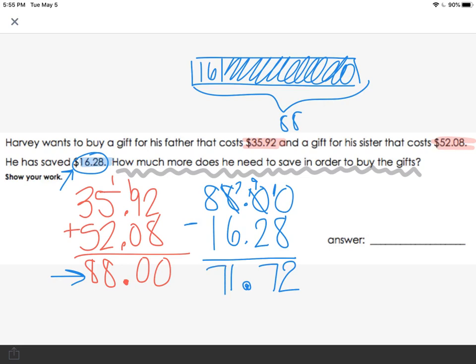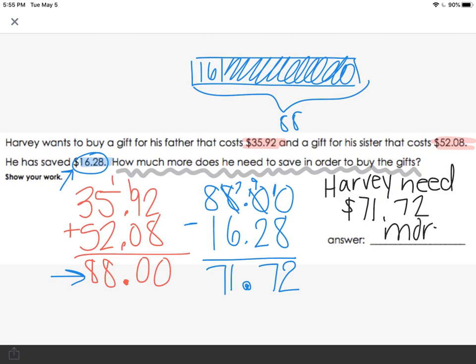So I know Harvey is going to need to save $71.72 more. So I'm going to write that in an answer statement or an answer sentence. Harvey needs $71.72 more. Ended with a period. Hope that makes sense.